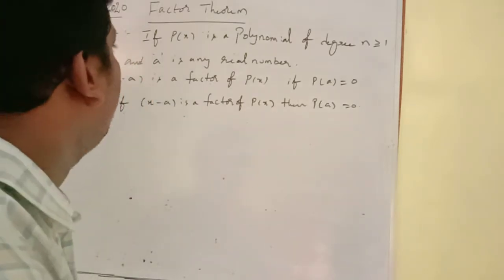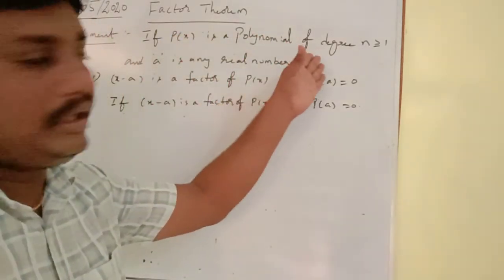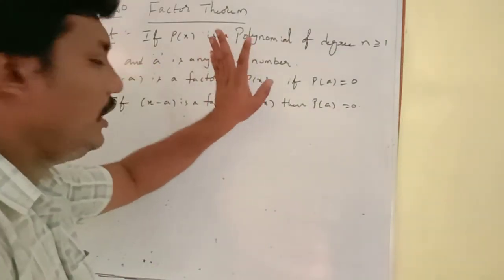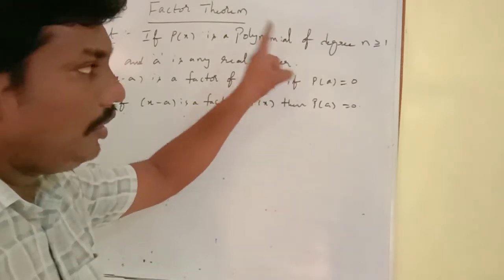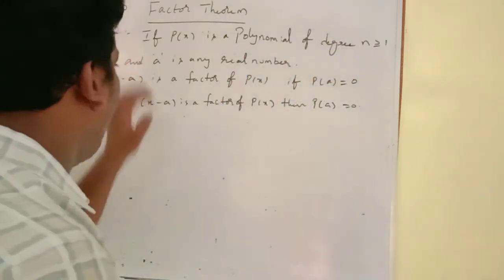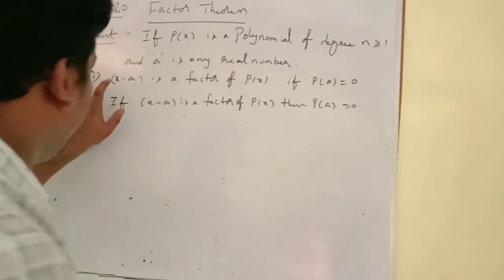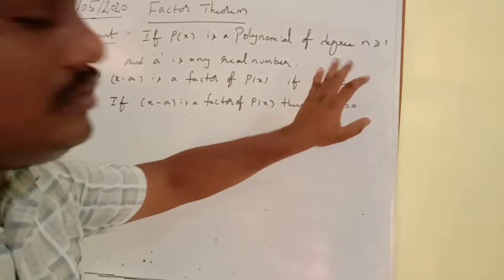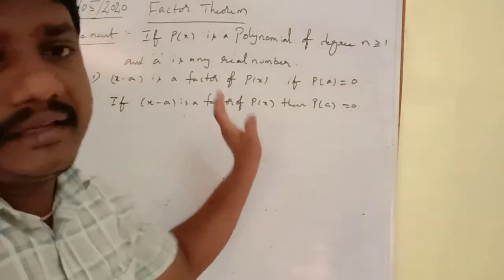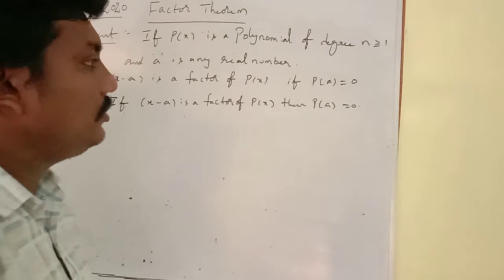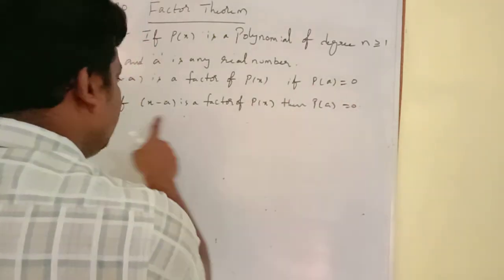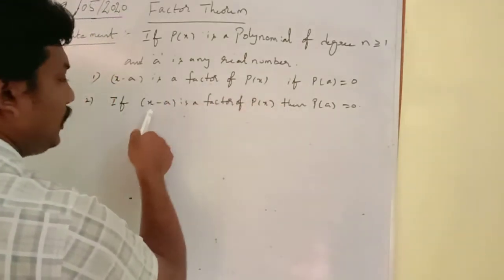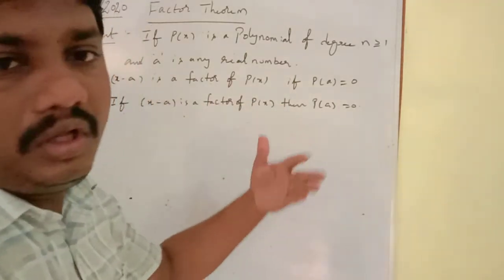What is the factor theorem now? If p of x is a polynomial of degree n greater than or equal to 1 and a is any real number, first condition: x minus a is a factor of p of x if p of a equals 0. Second: if x minus a is a factor of p of x, then p of a equals 0. This is the converse of the first statement, which is the direct statement. Now we have to prove both statements.